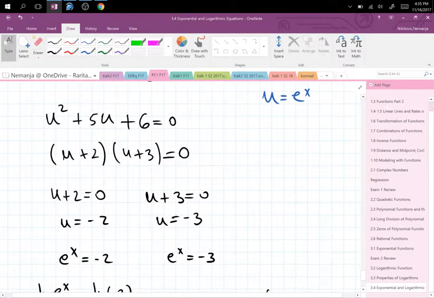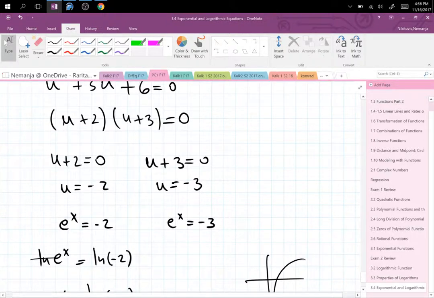But we can't leave the problem in terms of variable u. You might want to say, I don't care about u, I care about the x. Which means put x back by replacing u with e to the x. And then you have this equation to solve. Solve by ln both sides, and that might or might not give you a solution depending on what number you have. And the problem is solved. Done.